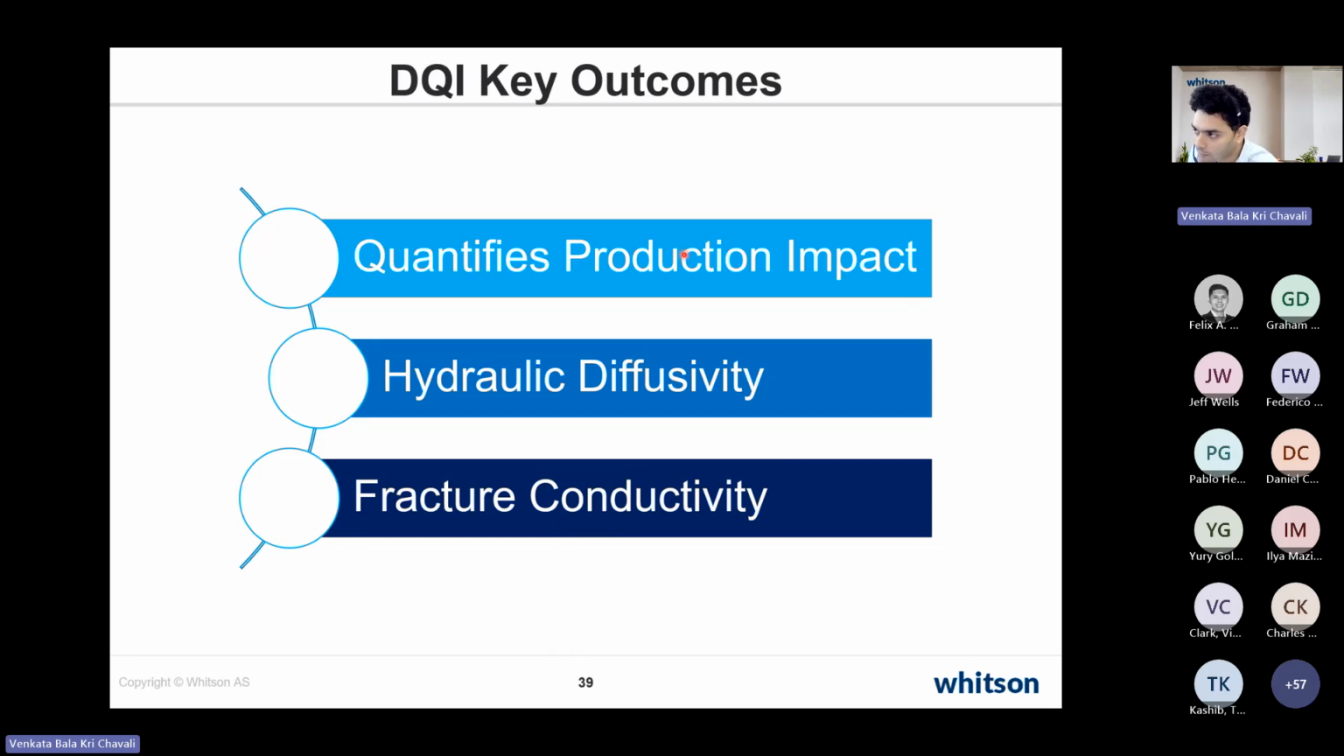Okay. So the three things that differentiate the DQI from the CPG is that, number one, it moves beyond that qualitative measure and tries to quantify the literal production impact that you might see due to one well on another. It also gives you a measure of hydraulic diffusivity and fracture conductivity. As I mentioned before, we're actually fitting an analytical model to the pressure interference signals that we see in the monitoring well. So we're going one step beyond just measuring a prior trend and getting pressure differences to measuring the hydraulic diffusivity and fracture conductivity.